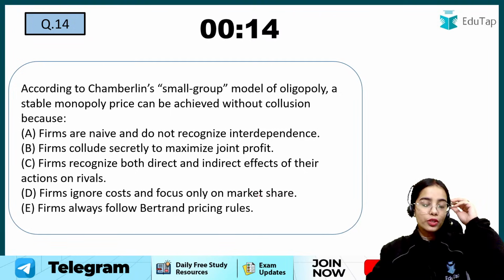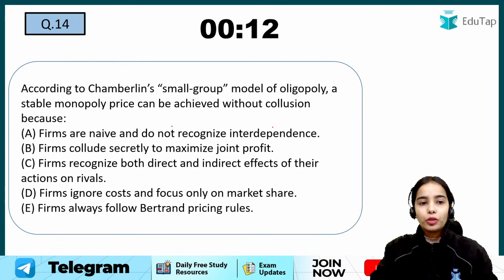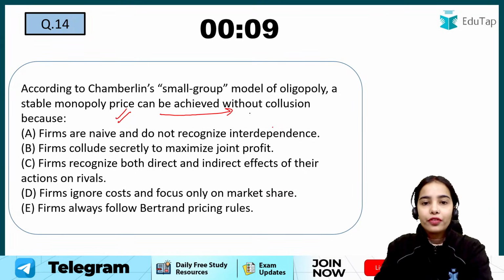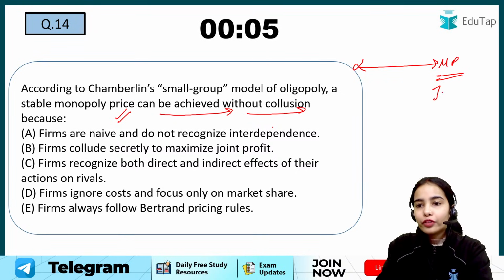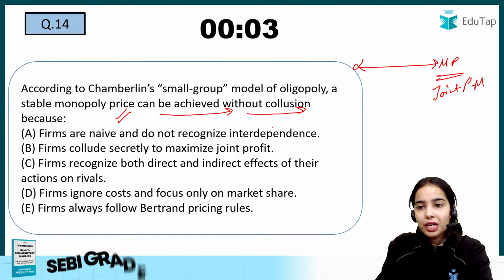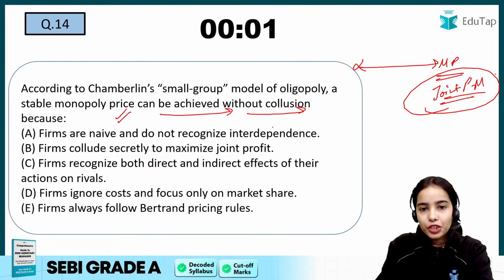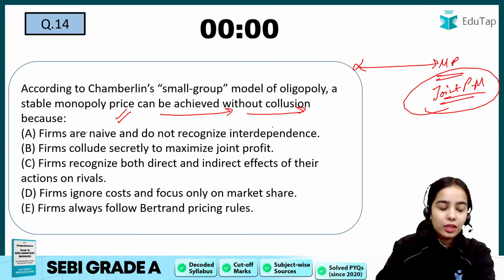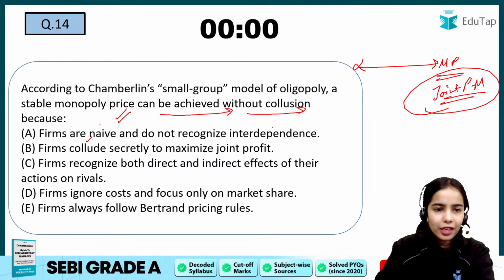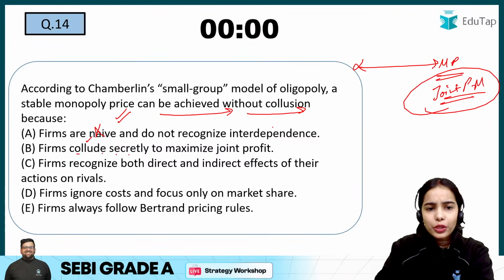So here, according to the Chamberlain small group model of oligopoly, a stable monopoly price can be achieved without collusion. So the firms can achieve the monopoly price. The firms can have the joint profit maximization without collusion. Because the firms are naive? No. Firms collude secretly? No.